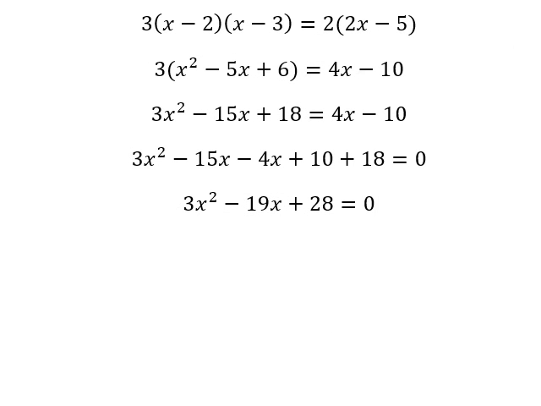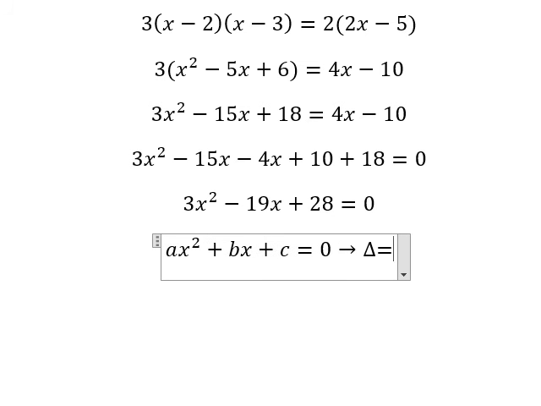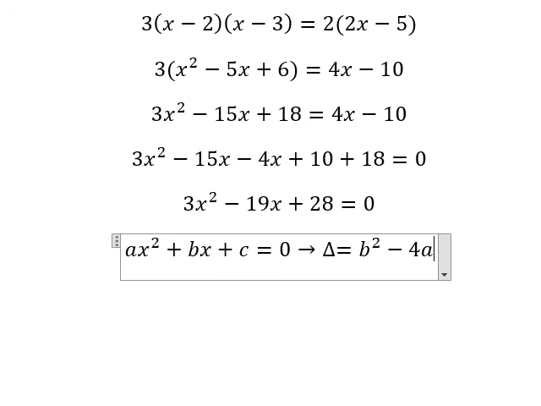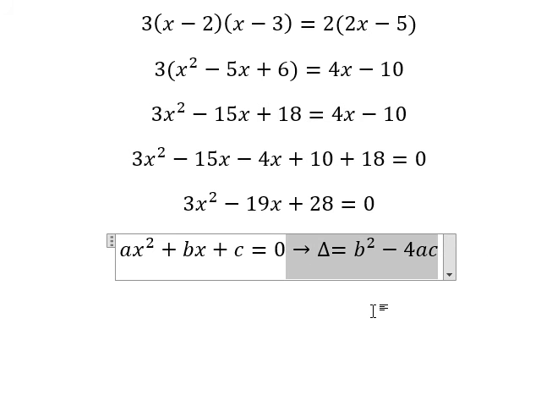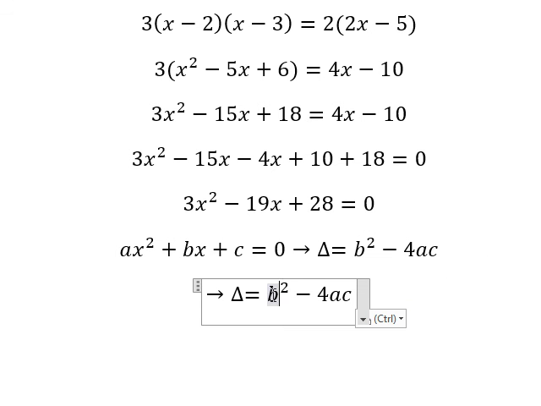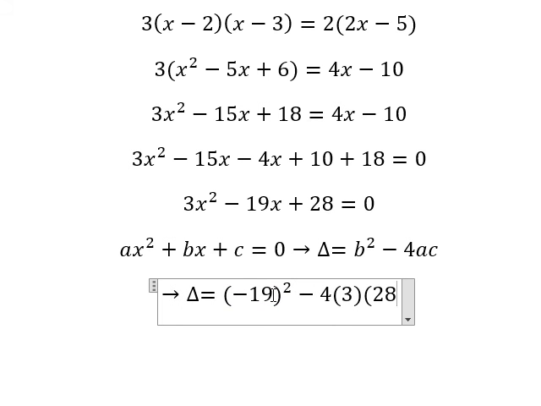And now we can apply the formula to find the solution of a quadratic equation. So we have as squared plus bs plus c equals 0. So we need to find delta equals b squared minus 4ac. So b is negative 19. A is 3. C is 28.